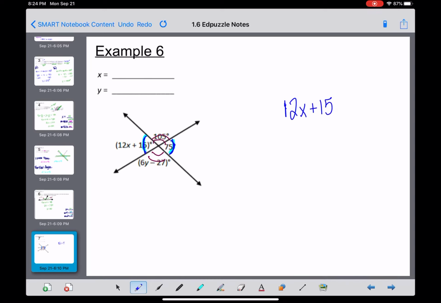So 12x plus 15 is equal to 75. And then I'm going to use my algebraic skills to solve. So 12x is equal to 60 after I subtract my 15. And then when I divide by 12, I get that x is equal to 5.